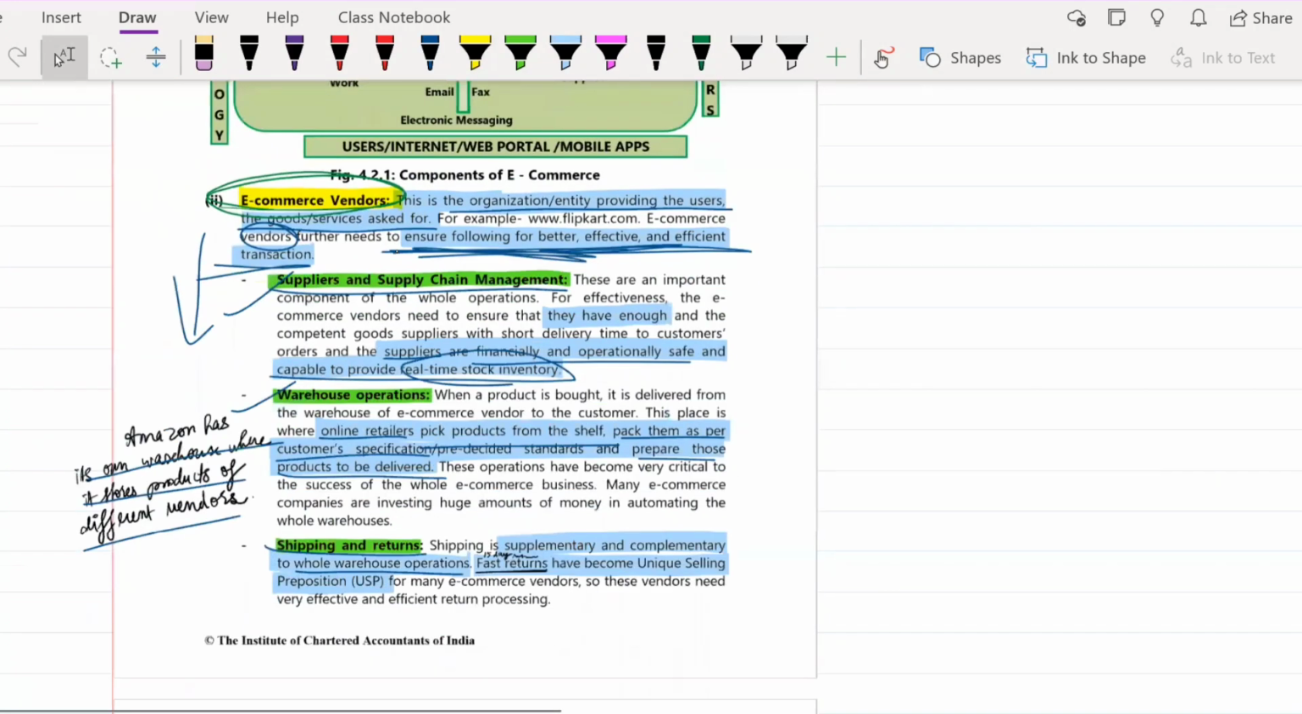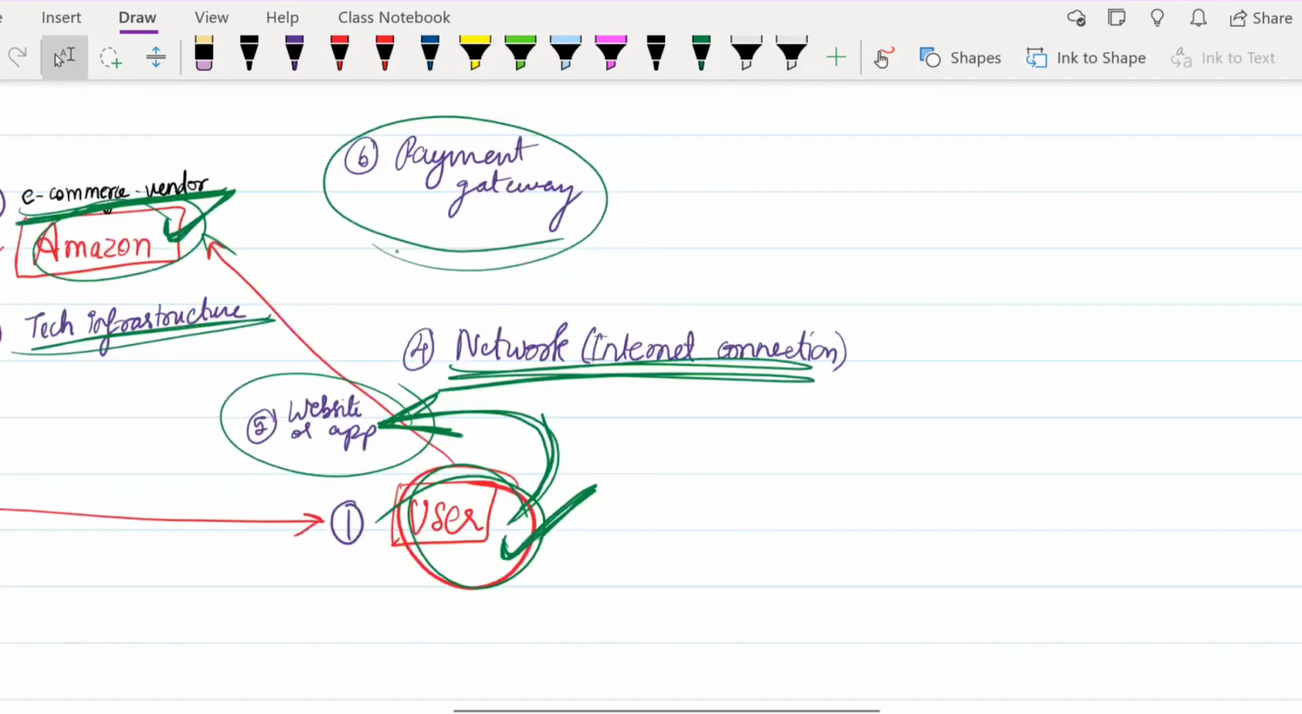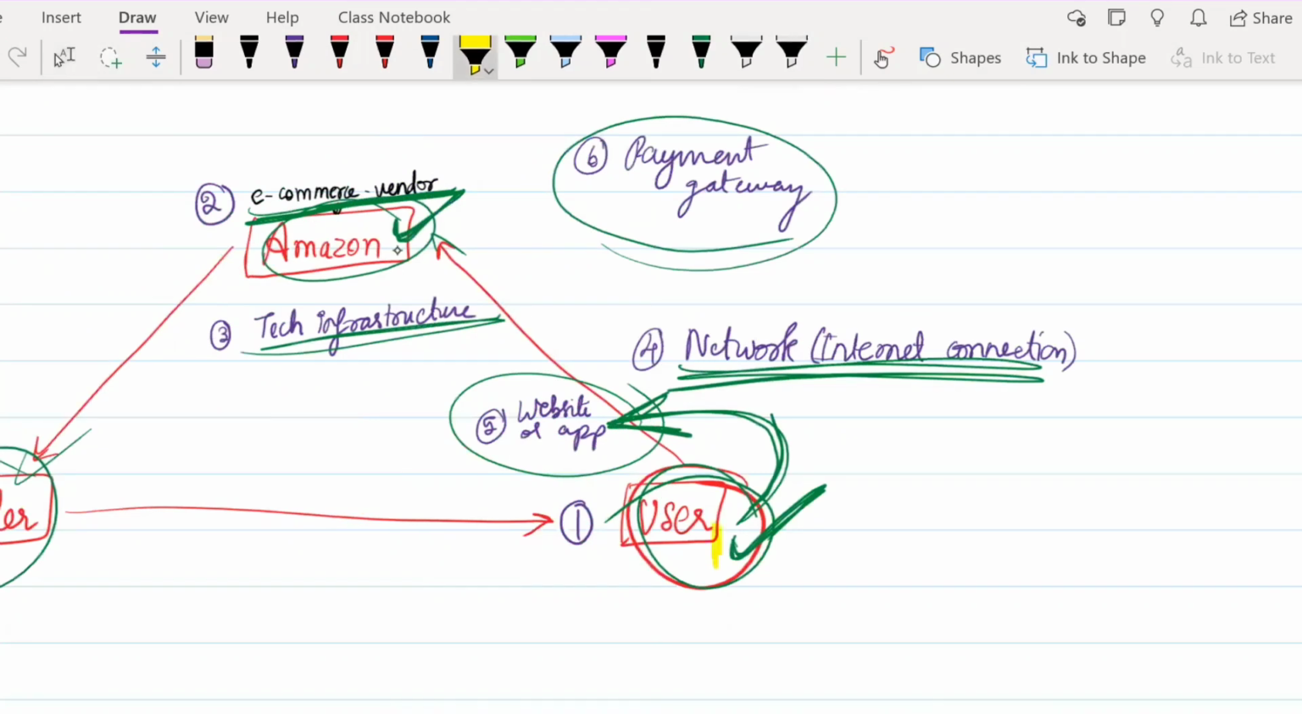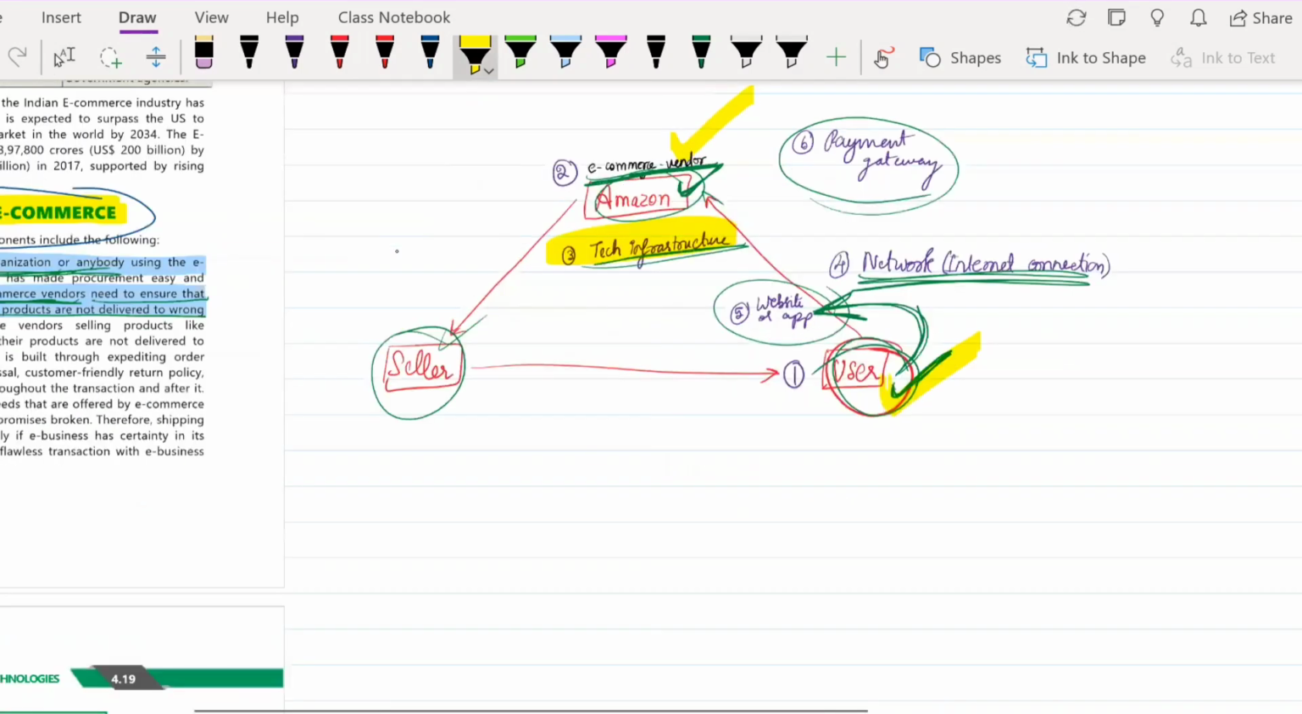Okay. So these were all the aspects that an e-commerce vendor needs to ensure so that the transaction happens in a smooth manner. So now we have studied two components of e-commerce. One is user, the second is e-commerce vendor. The third that we are going to study is the tech infrastructure.